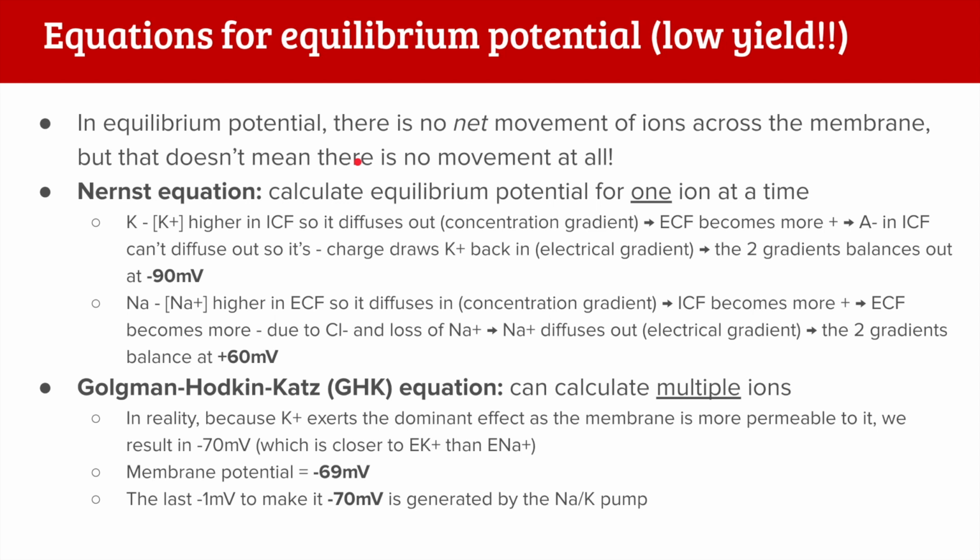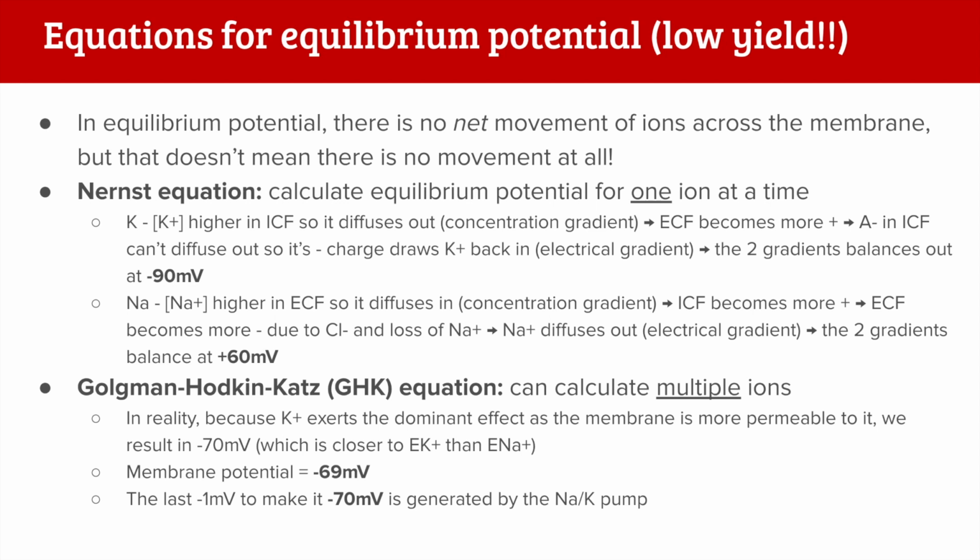So Michael Leung mentioned some equations to calculate equilibrium potential. This is really not important at all. You'll note that I didn't even include the equations in the slide because it really doesn't matter. You just kind of have to know what they measure. In an equilibrium potential, there's no net movement of ions across the membrane at all, but that doesn't mean there's no movement at all. There's just no net movement.